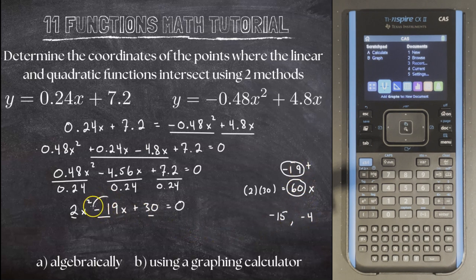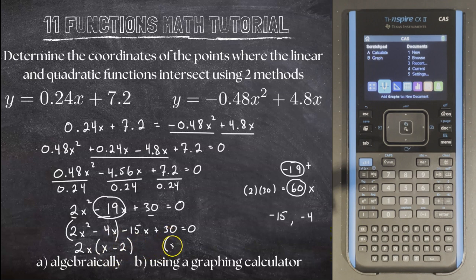So what I'm going to do is split up this negative 19x into a minus 4x and a minus 15x. Now this is where the grouping comes in. I'm going to put in brackets here, and we can pull out a common factor, 2x. If we pull out a 2x, we are left with x minus 2. And then we want that same factor, x minus 2, over here, and to do that, we are simply pulling out a negative 15. And that all equals 0.